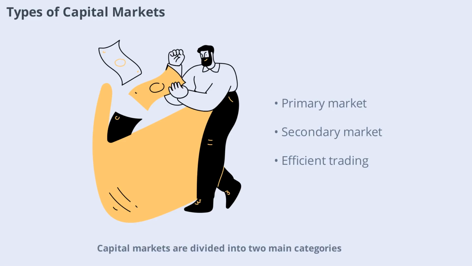Capital markets are divided into two main categories: the primary market and the secondary market. The primary market deals with new securities issued for the first time, while the secondary market is where existing securities are traded among investors. Both markets are crucial for the efficient functioning of the financial system.